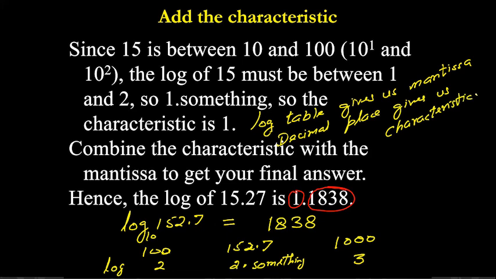So the log table has given us the mantissa. But what should be the characteristic? This point something, we know. The characteristic we don't know. That we will get from here. 152 is between 100 and 1000. The log of 100 is 2, the log of 1000 is 3. We know it means the number will be 2 point something. So it means we will have 2 here. The log will be 2 point something. Something we have already obtained.